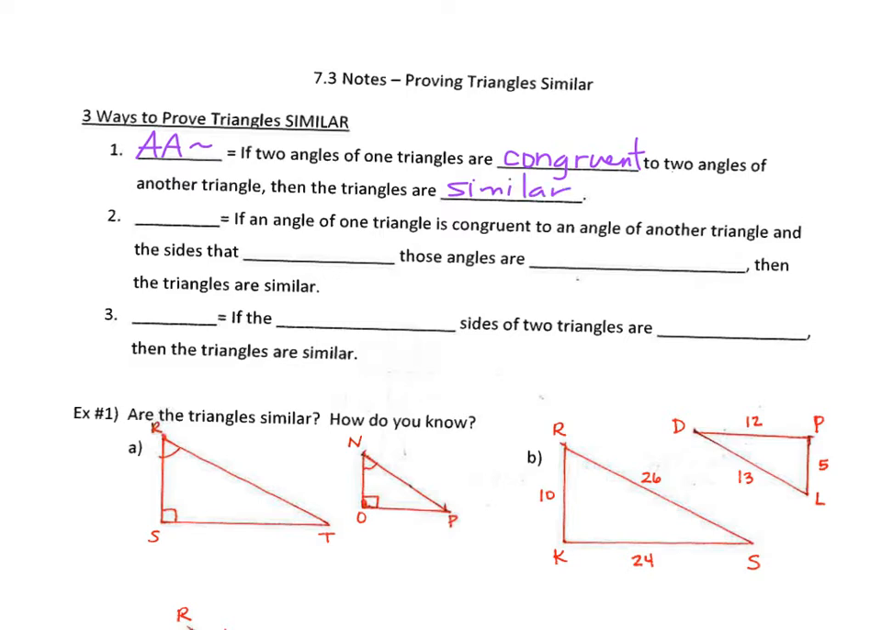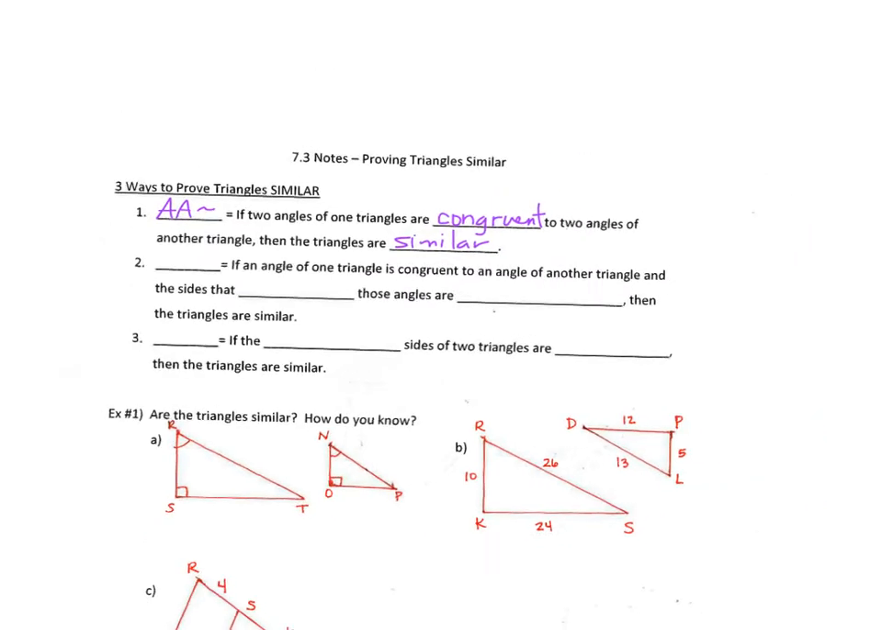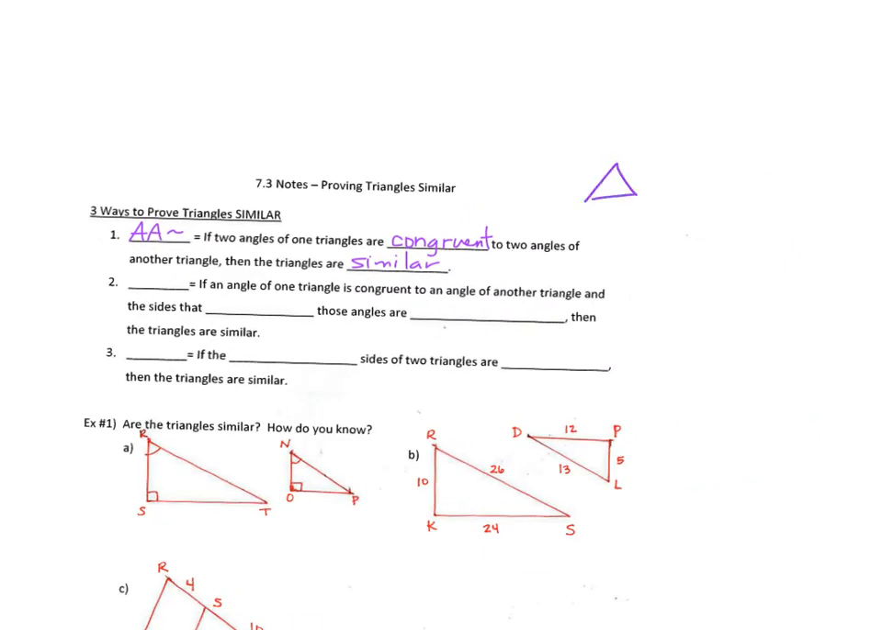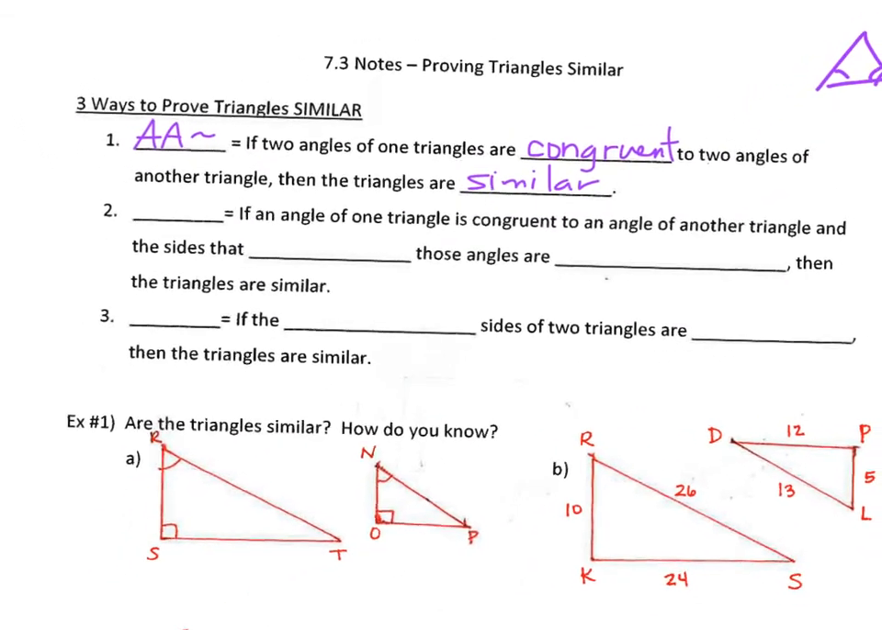And this is why it did not work for congruence, because you can have 2 triangles, one that looks like this and one that looks like this. They have the same angle measures, their sides are not the same, okay? However, their sides will be proportional. So as long as we know we have 2 angles that match up with 2 angles, then we know those 2 triangles will have proportional sides. They will be similar triangles, okay? So that's AA.